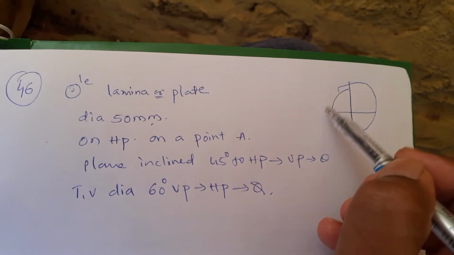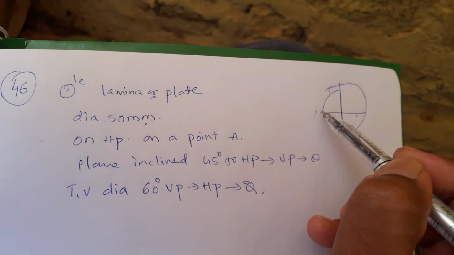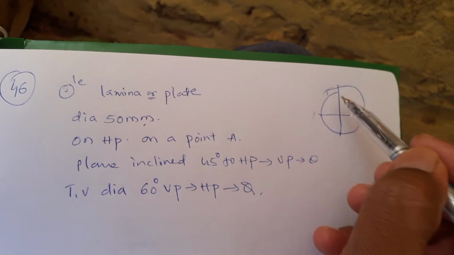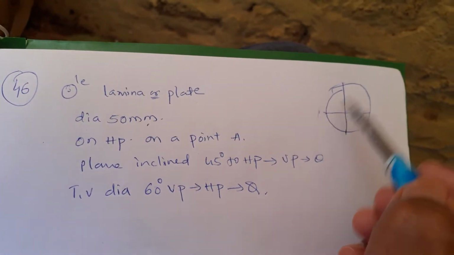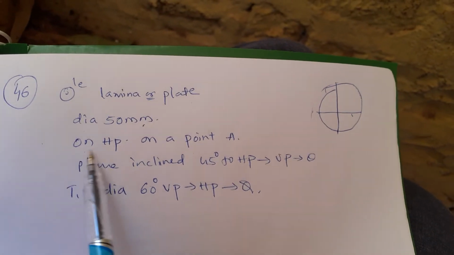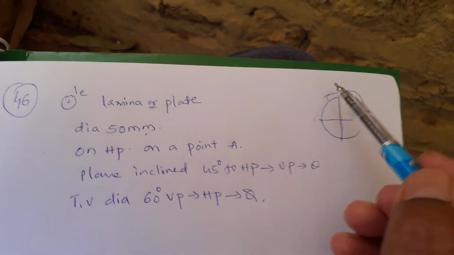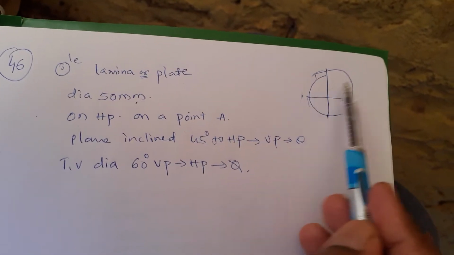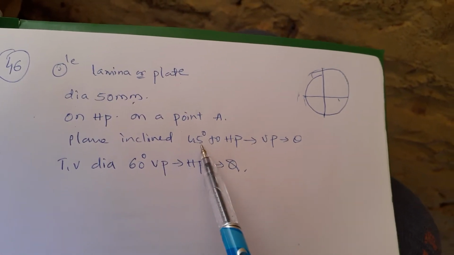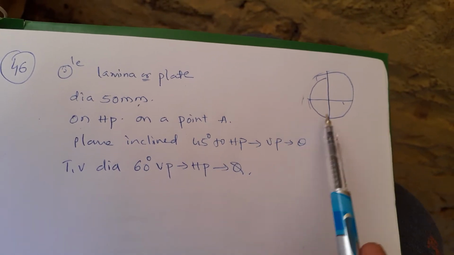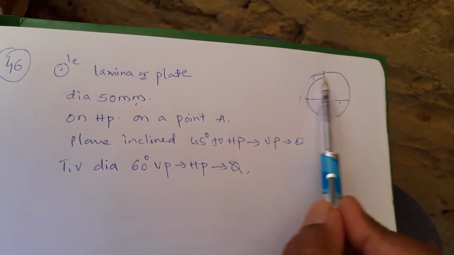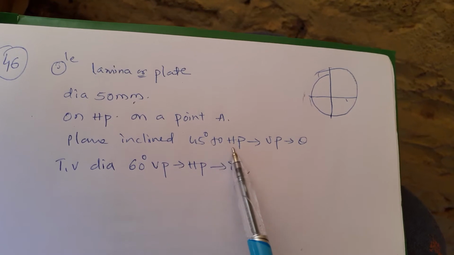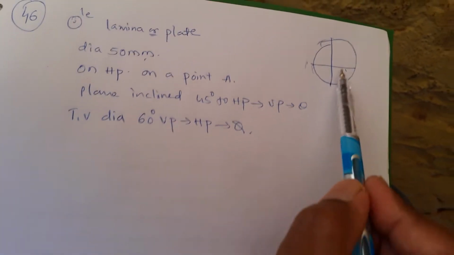There are no edges. Generally we say a starting point or an end point of the radius, so there are no edges, resting on HP on a point A, a starting point. The plane or the lamina is inclined at 45 degrees to HP. That means the circular plate is 45 degrees to HP. HP means VP and theta.